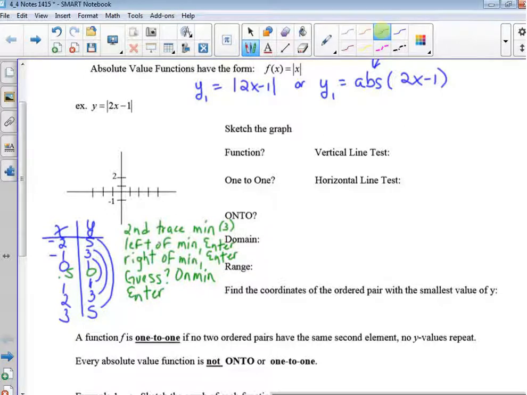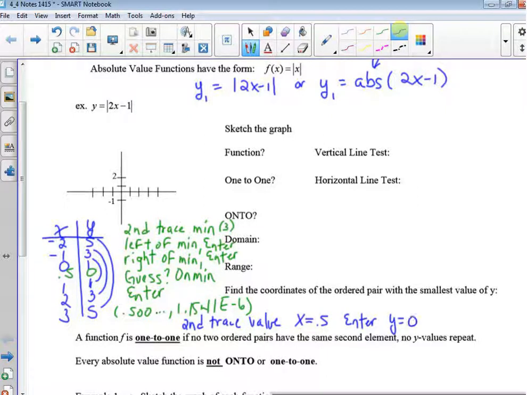Now when we did that, came out with some weird number like 0.500 with a whole bunch of other things, and then like 1.1541e -6. Well, if you just go to second trace value, and you type in 0.5 for x and hit enter, it says that y is equal to 0. So that verifies that our minimum was 0.5, 0.